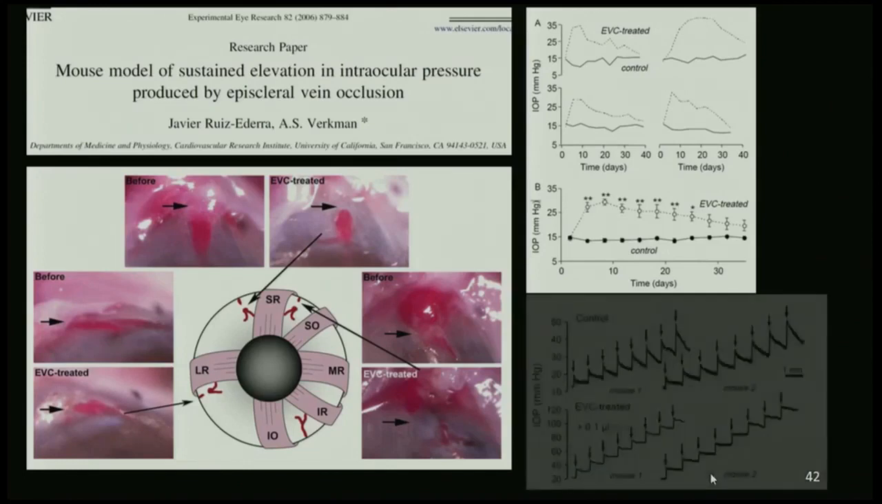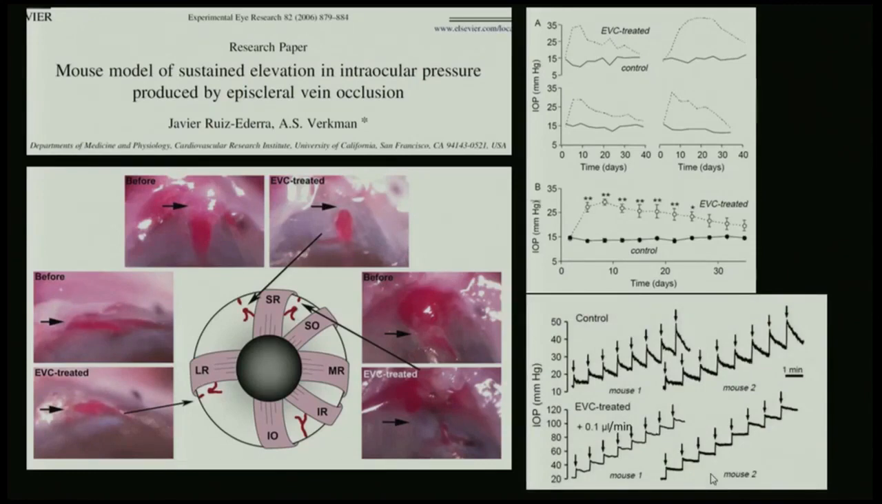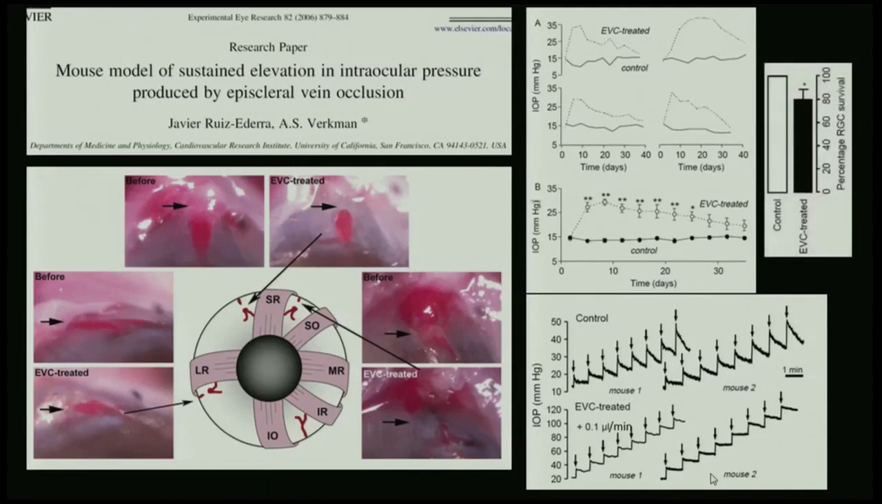But they got IOP elevation by doing that, and they were able to show that the system was less responsive to excess fluid in the aqueous. So they actually pumped in aqueous fluid at a rate of 0.1 microliters per minute in either control eyes or lasered eyes. And in the control eyes, it was able to recover faster than lasered eyes. So both eyes had trouble recovering completely, but the lasered eyes had more trouble. And they also saw a loss of retinal ganglion cells.